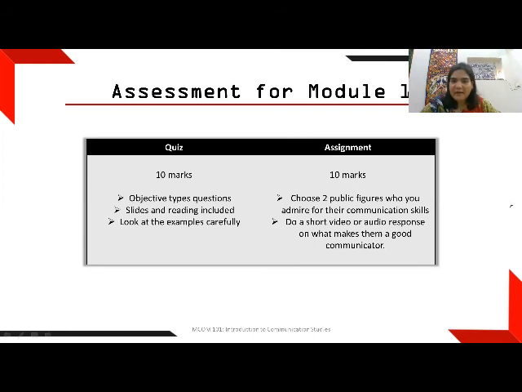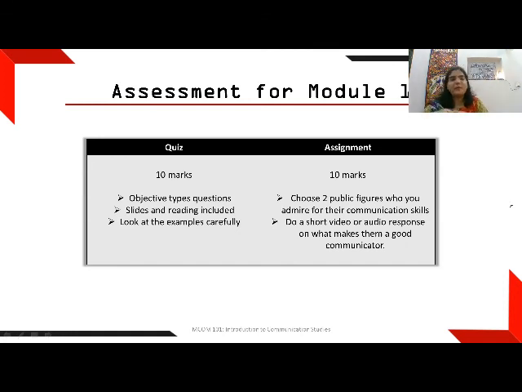The assignment will be for 10 marks, and this is going to be a fun assignment because you don't have to explain any communication type. What you have to do is really find out how you can communicate well. And you have to choose 2 public figures that you really like and admire for their communication skills, right? And you have to make a short video clip. And if you don't want to appear on camera, you can make an audio recording in which you will talk about those 2 personalities and what exactly you like in them as communicators.